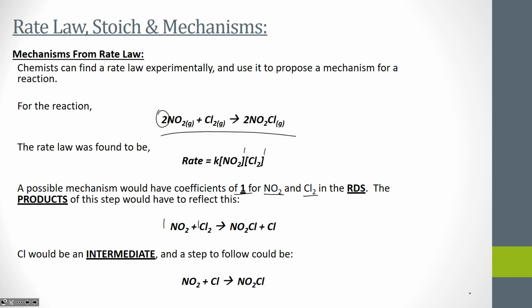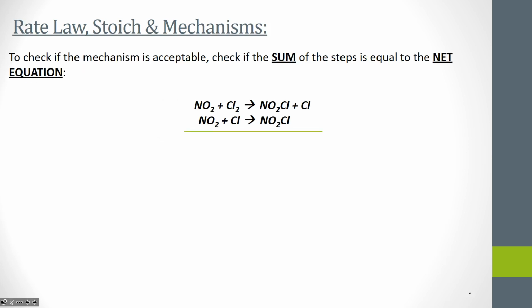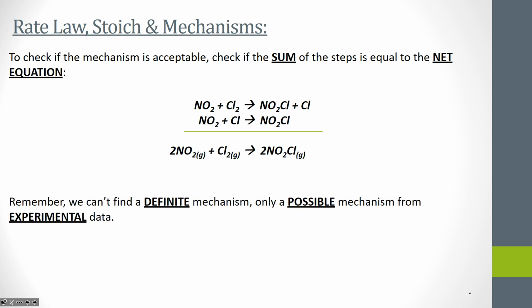So a next step could be this. And if we added those together, we get that overall reaction. So this is a possible mechanism for that reaction. Now again, we can't find the definite mechanism. We can't see this stuff happening. It happens too quickly and it's too small. You just can't see it. But using the data, we can come up with pretty good ideas of how reactions proceed.